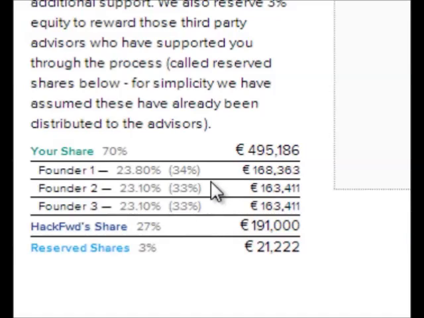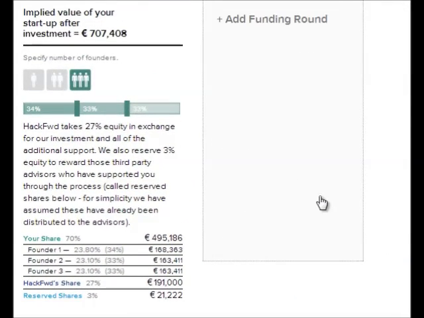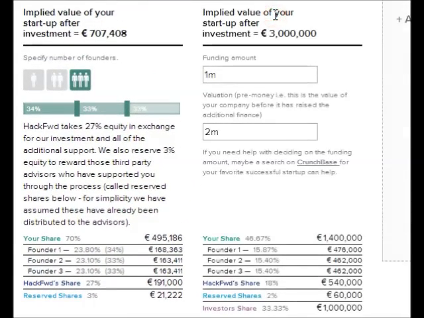33, and 34%. After the founding round, when hack forward gets 27%, reserved shares for advisors 3%. So basically, you've got right now a new pie where everyone has about a quarter of the company. If we press here and get a funding round, we can go by their example of 1 million in funding with a valuation pre-money of 2 million, which means that the post-money would be $3 million. And if we go with their example, we can see how this works out.